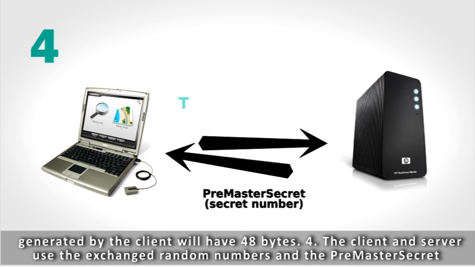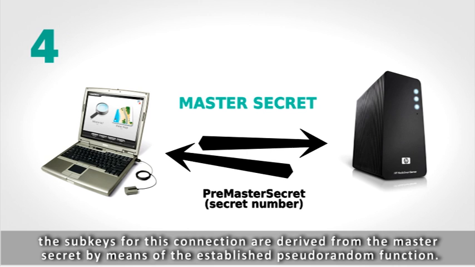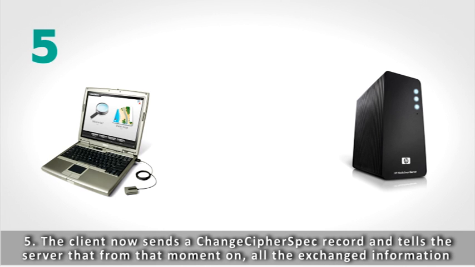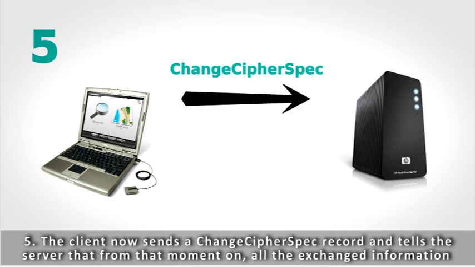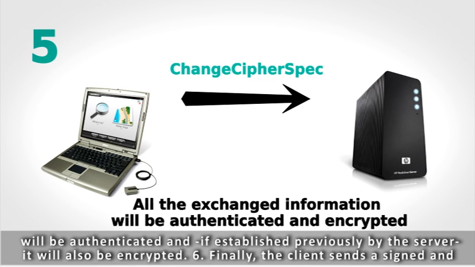4. The client and server use the exchanged random numbers and the pre-master secret, retrieved by the server using its private key. With this data they compute a common secret called the master secret. All the keys for this connection are derived from the master secret by means of the established pseudorandom function. 5. The client now sends a change cipher spec record, and tells the server that from that moment on, all the exchanged information will be authenticated, and if established previously by the server it will also be encrypted.